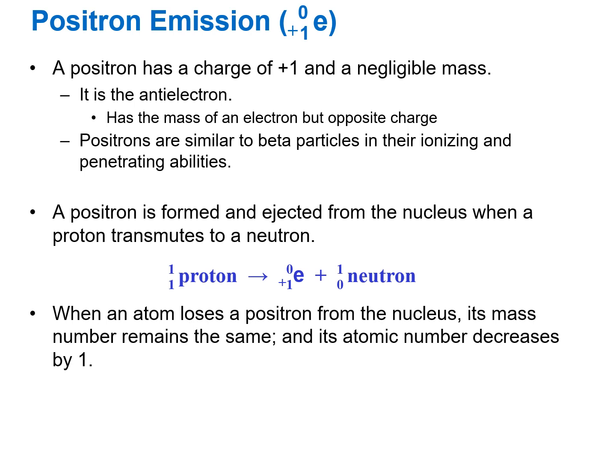So if we look at what's happening here with phosphorus, it undergoes positron emission, and here's our positron, and we create silicon as a result of that, because we went from an atomic number of 15 down to an atomic number of 14.